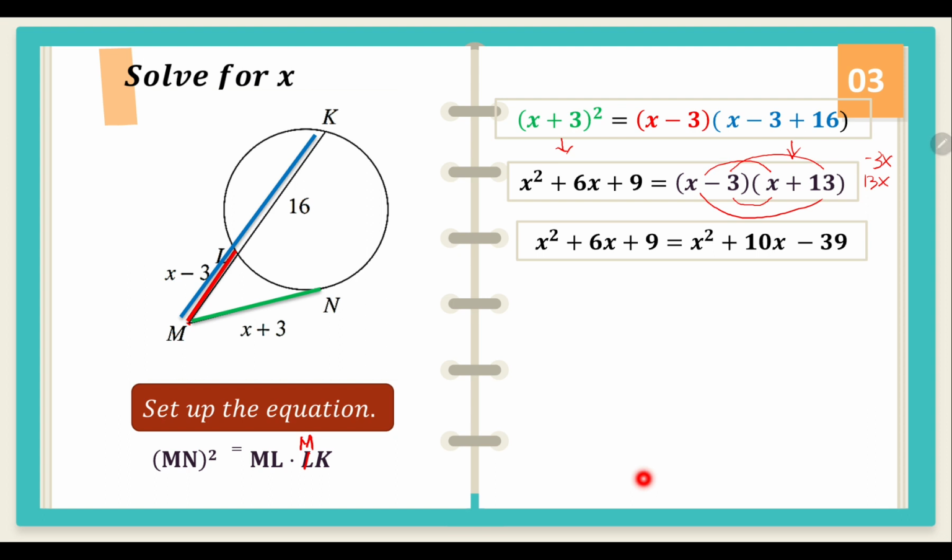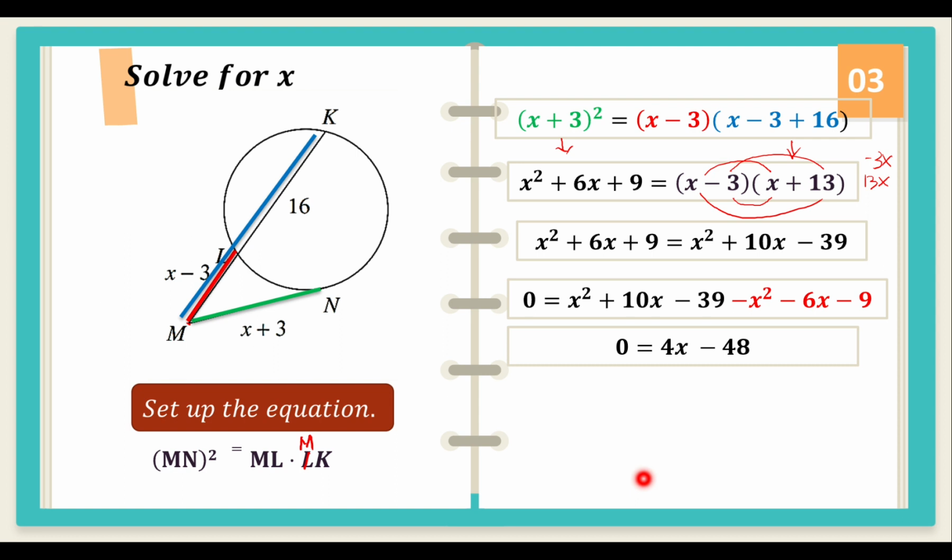Again, we have squares on both sides of the equation. Let's put together all the terms on one side. Thus, since we transferred x squared from the left side to the right side, it became negative x squared. Positive 6x to the right side, it becomes negative 6x. And positive 9 to the other side gives us a negative 9. Performing again operations, we are left with 0 is equal to 4x minus 48.